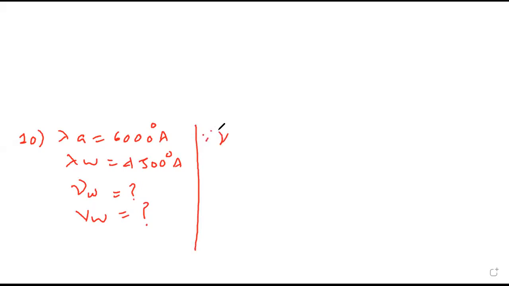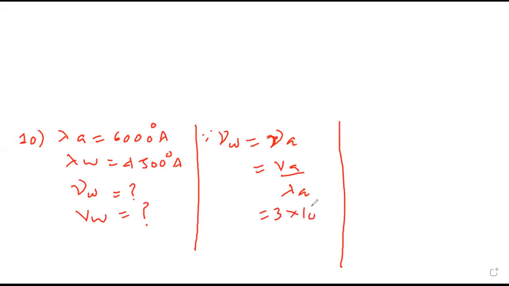See, frequency in water is same as frequency in air. So that means it is VA upon lambda A we can use. V is 3 into 10 raised to 8, you have to remember in air. Lambda convert into meter, 6 into 10 raised to minus 7. That means it is 0.5 into 10 raised to 15. So 5 into 10 raised to 14 hertz.